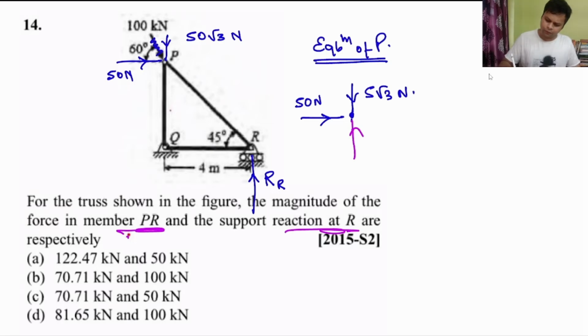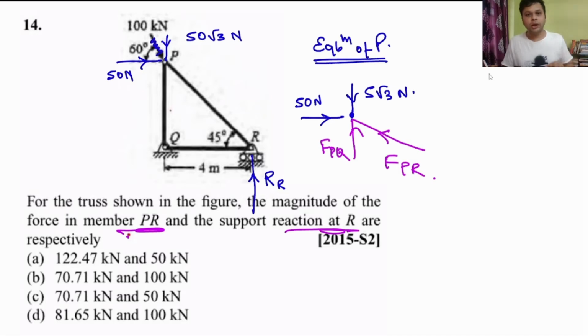So, this is force PQ, and this force is force PR. This is what we have to find out, this force PR. Now this angle is 45, so this angle is also 45 without any doubt, which means this angle is also 45. So very easily you can find it out.